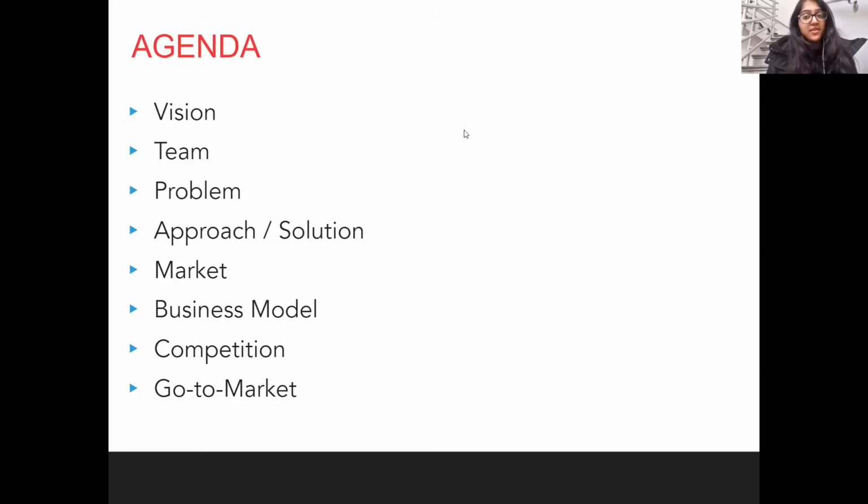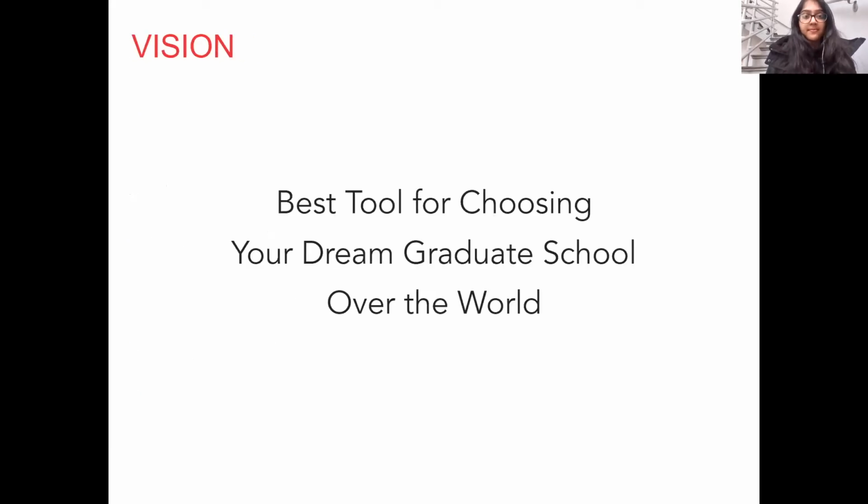Our agenda is as follows. We would first be talking about why we are creating this product, who our team members comprise of, what is the current problem, what is our solution to that problem, what the market of our product is like, our business model, competition, and go to market strategies. So, our vision is to create the best tool for choosing the dream graduate school of your choice anywhere in the world.